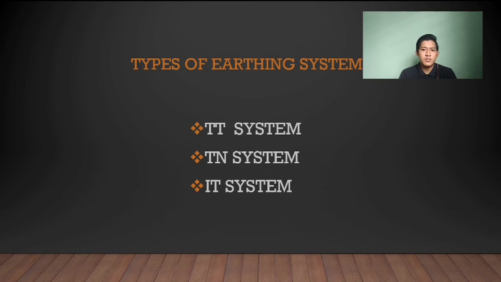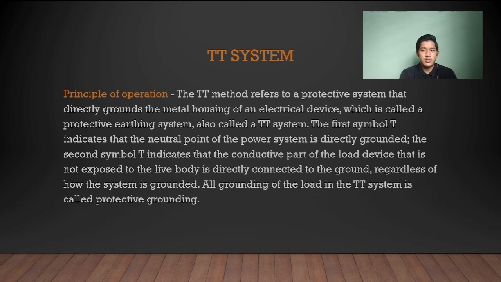The earthing system is divided into three types: TT system, TN system, and IT system. In the TT system, the principle of operation is that the TT method refers to a protective system that directly grounds the metal housing of the electrical device, which is called a protective earthing system, also called a TT system.